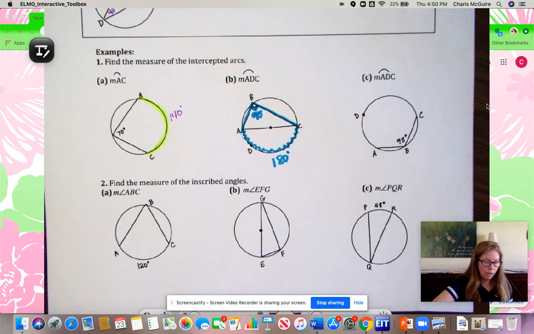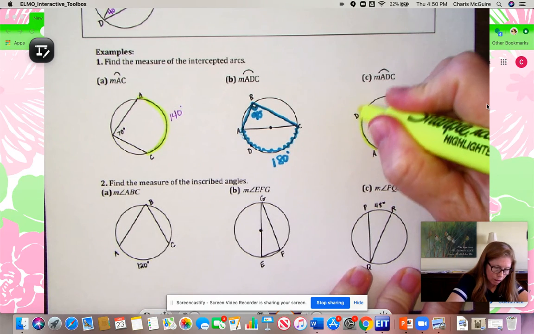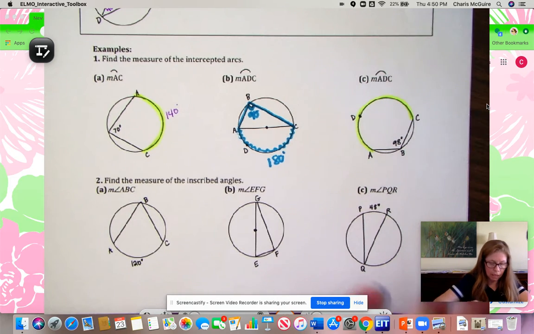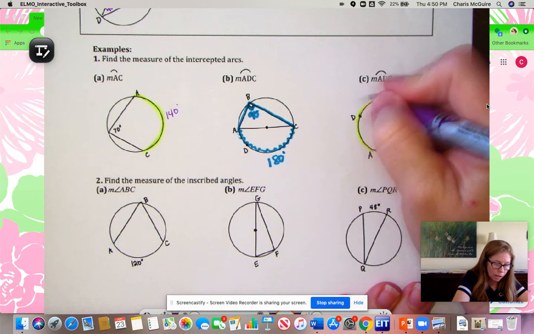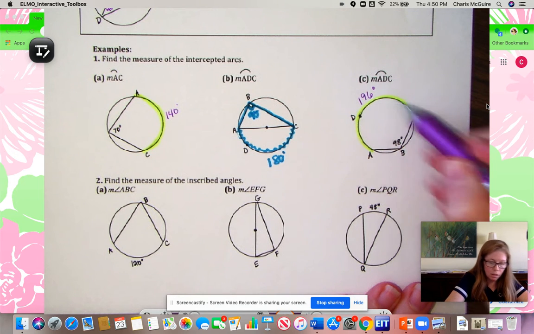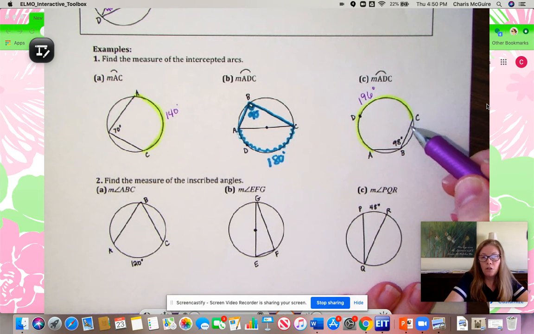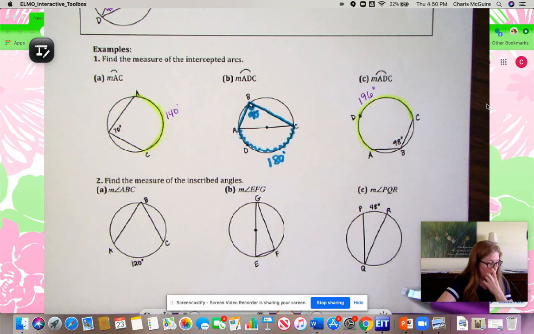All right. Looking at letter C, we're looking for arc ADC, and that's a major arc. There it is. So we take that inscribed angle and just multiply it by 2. So 98 times 2 is 196 degrees. And that makes sense because you can tell that this arc is bigger than 180 degrees, right? Because it's going around more than half the circle. And not that all your pictures are always drawn to scale, but this one looks pretty good.